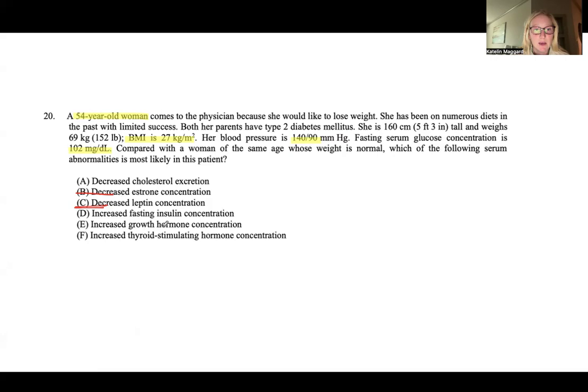And then increased fasting insulin concentration. This one sticks out to me as being a possible choice simply because when she's fasting, she's going to have a higher glucose than someone compared with a woman of the same age, which I think is another important component of this question. We're comparing her to a woman of the same age with a normal weight. So our patient is going to have a higher fasting serum glucose, and she does. Therefore, the insulin while she's fasting would be higher too. So I'm going to keep D in the front of my mind.